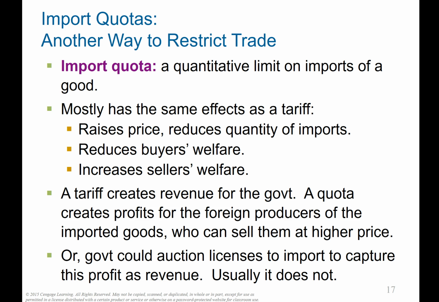A tariff creates revenue for the government, whereas a quota creates profits for the foreign producers who are able to benefit from that restriction and sell at a higher price. The government could auction licenses to capture the profit as revenue for domestic firms. However, usually it does not do that.